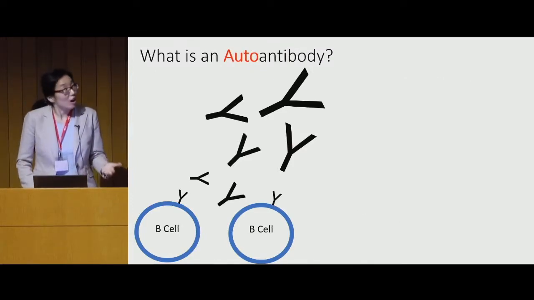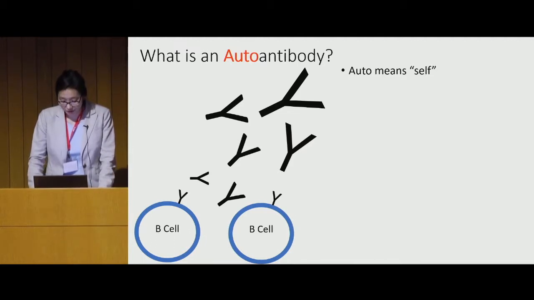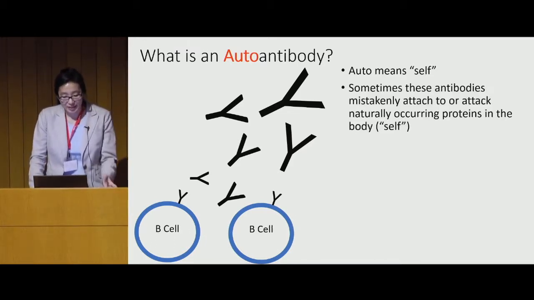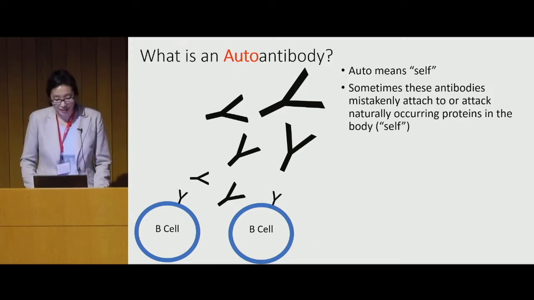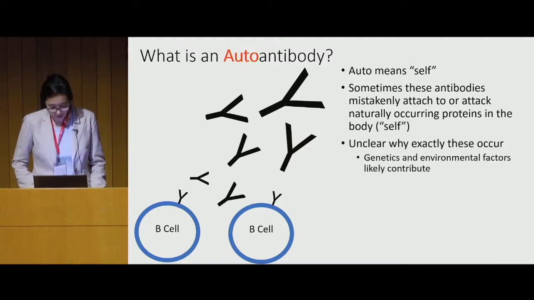So what is an autoantibody? Auto in this context means self. So an autoantibody is when an antibody is mistakenly attaching or attacking something that's normally occurring in the body. So it's an antibody that targets something in self.